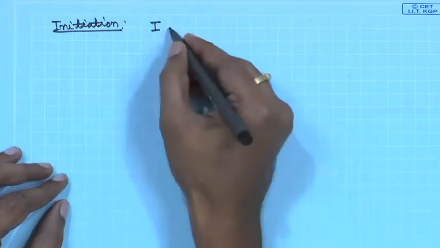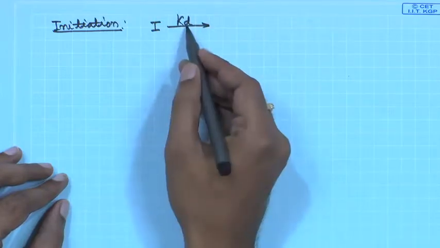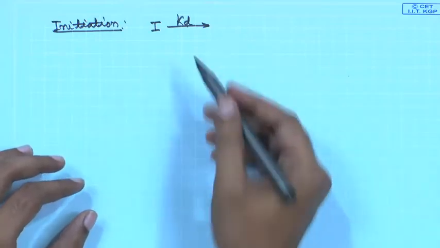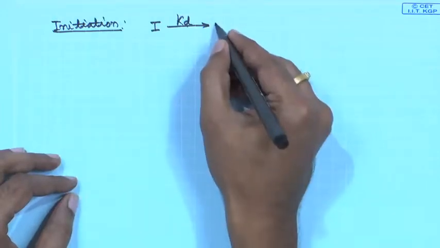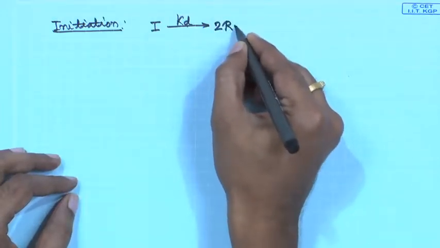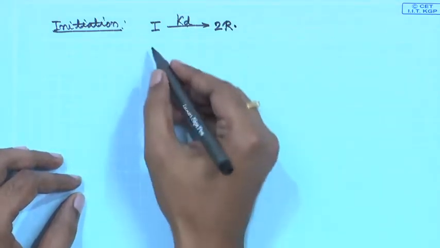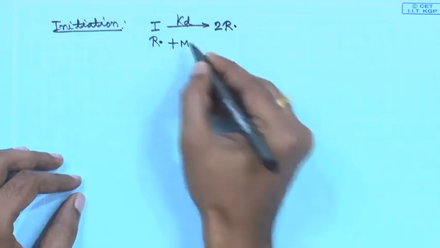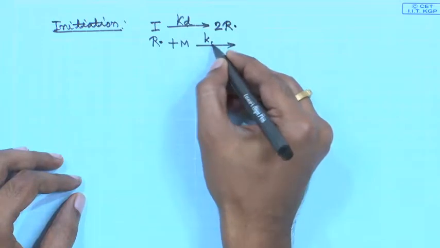You have an initiator, it dissociates, say, with a rate constant of Kd, d indicates the dissociation process. So, you have a bond breaking, let us say you have a peroxide, then it will create two species. So, we will write this like 2R dot. So, this is the initiating radical. Now, what will happen is that this radical will react with the monomer M. So, this is the initiation step.